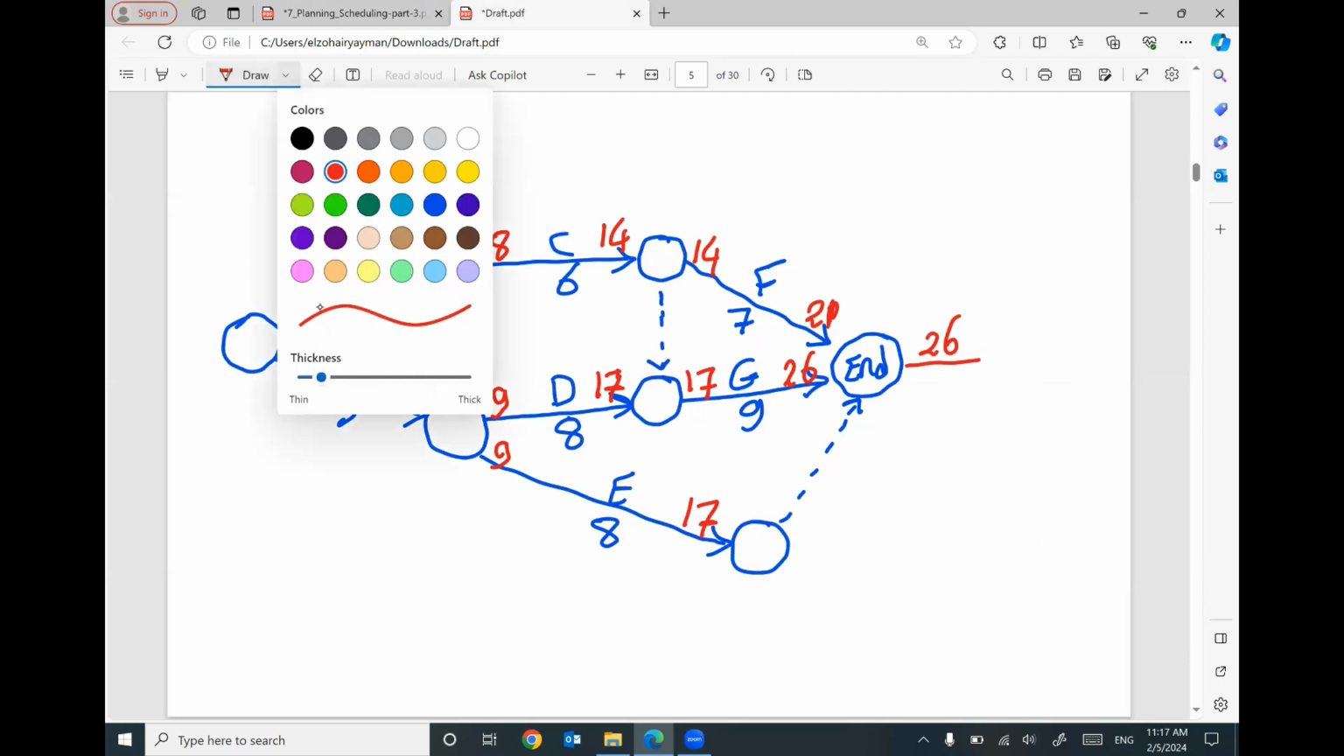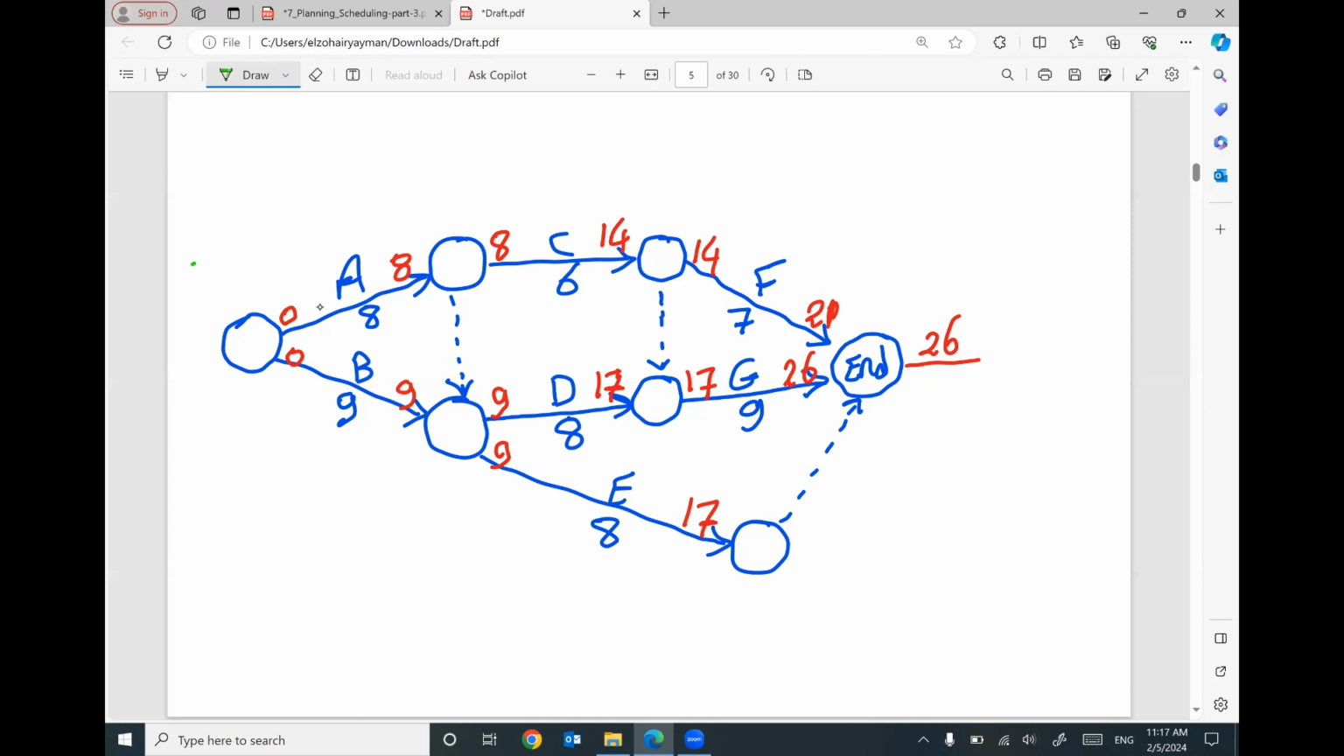Let's move backward. The total duration of the project will be the late finish for the last activities, 26, 26, 26. 26 minus 7 will be 19. 26 minus 9 will be 17. 26 minus 8 will be 18. This 19 will be here. We have 19, we have here 17. I'm going to use 17.